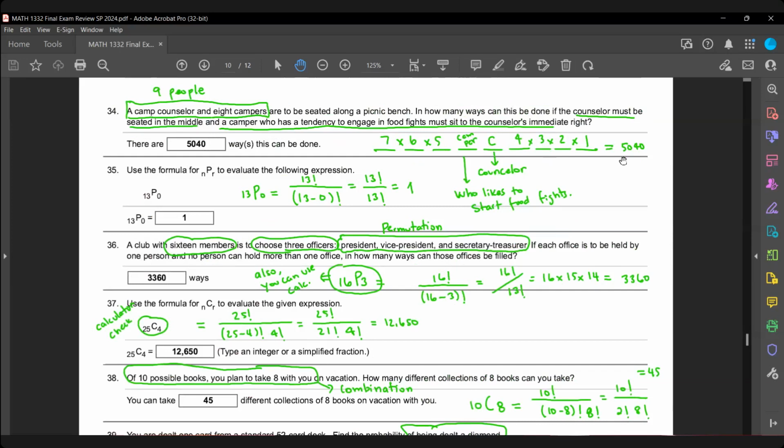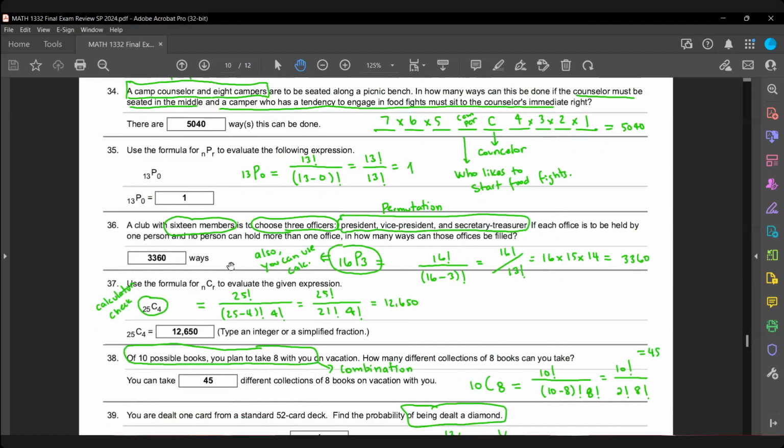Number 35. Use the formula for a permutation to evaluate the following. This can be done with the calculator, and you know how to use the calculator at this point in time. I am just showing you what it would look like to actually write down the work. We have 13 factorial divided by (13 minus 0) factorial. That is 13 factorial over 13 factorial, which just equals the number 1. Once again, this can be done with the calculator.